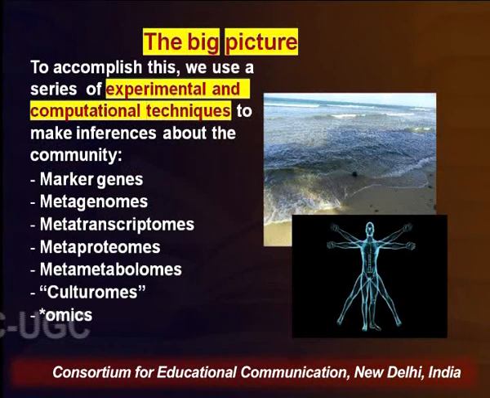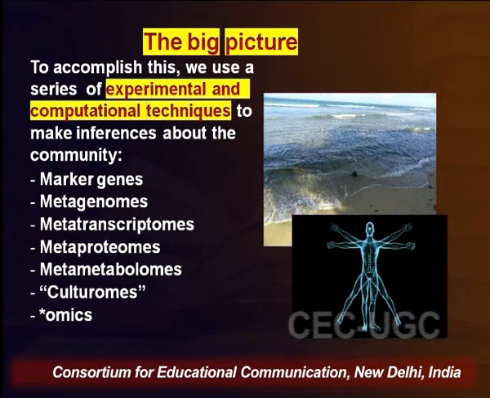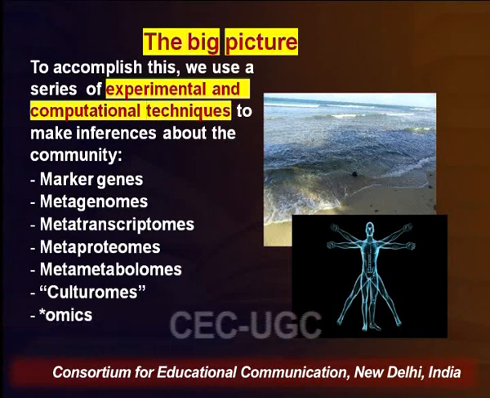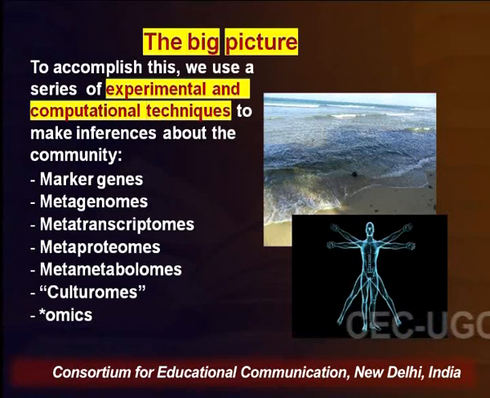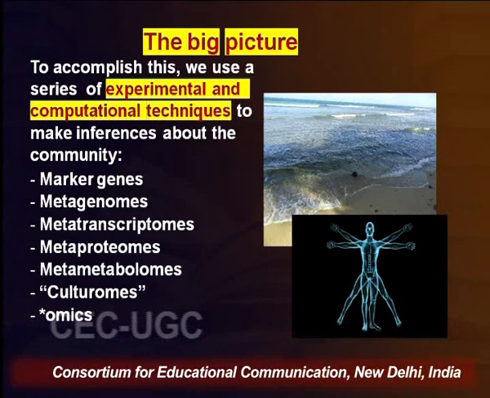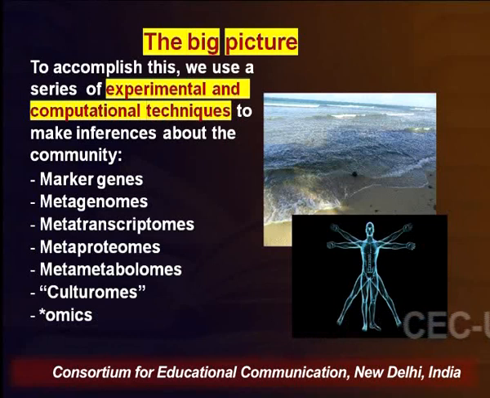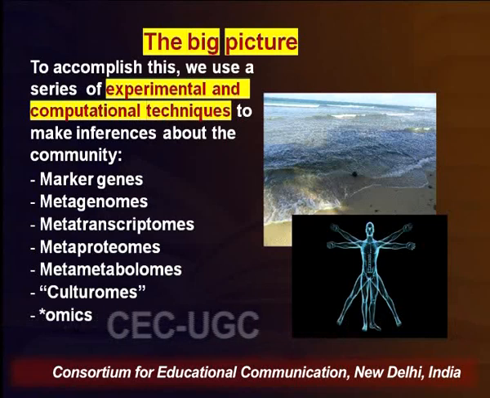In the bigger picture, we need a lot of experimental and computational techniques to be applied here, and this includes information from which we can make inferences about marker genes, metagenomes, transcriptomes, metaproteomes, metabolomes. So like genomic studies, when we take the environment as one unit rather than an organism, we can isolate all the genes from there and we call them by different names.